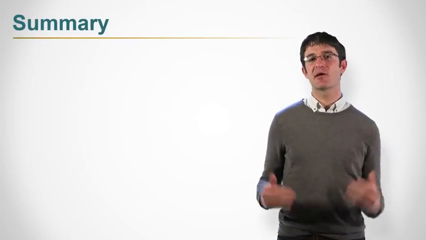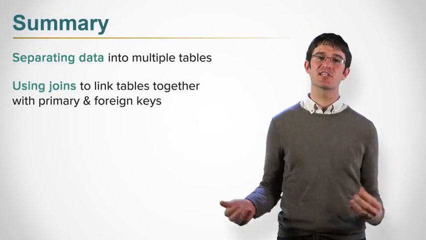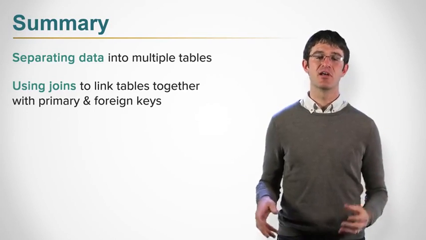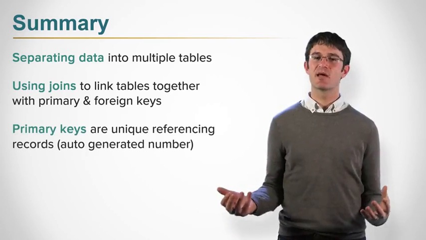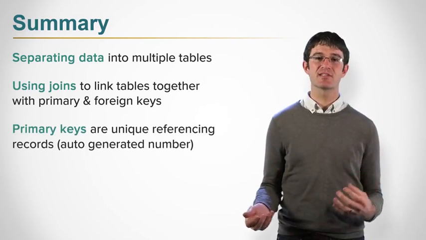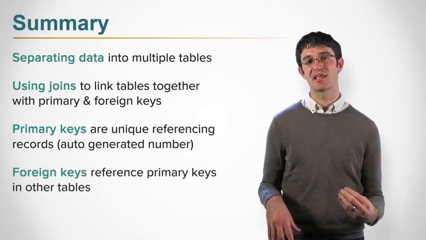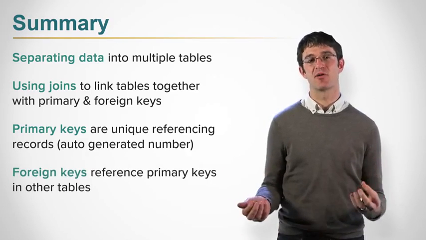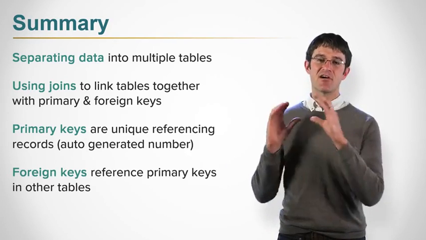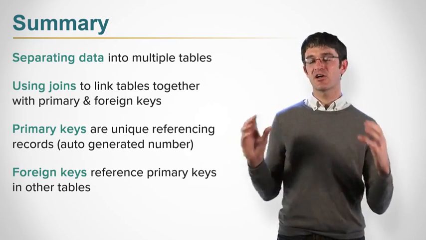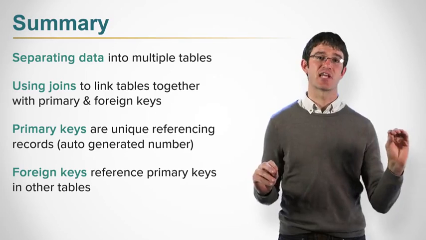Okay, that's it for now. In summary, we talked about separating your data into multiple tables and then using joins to link these tables together with primary and foreign keys. Remember that a primary key is a unique reference for a record, typically a number that is automatically generated by a database that doesn't mean anything to us, while a foreign key allows us to reference a primary key in a table that is foreign to the current table. Relates are an ArcGIS specific feature that are a specific type of join, and they occur whenever we need to attach multiple records from one table to a single record in another table.